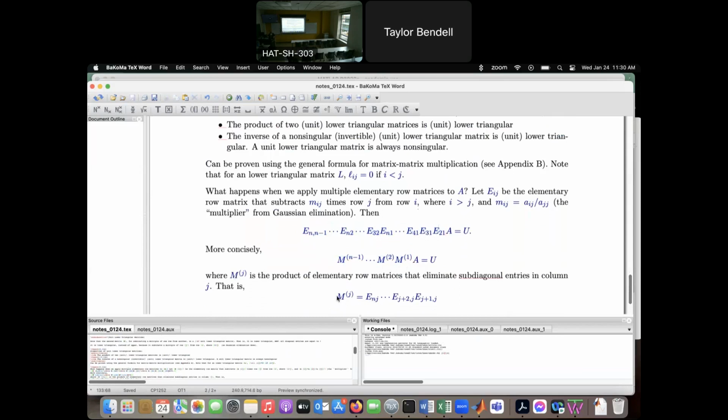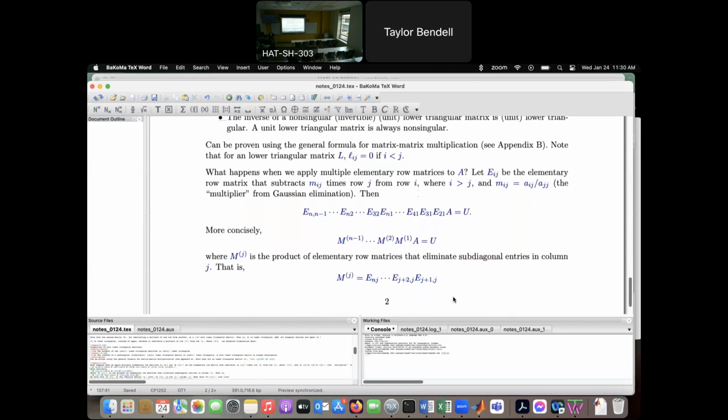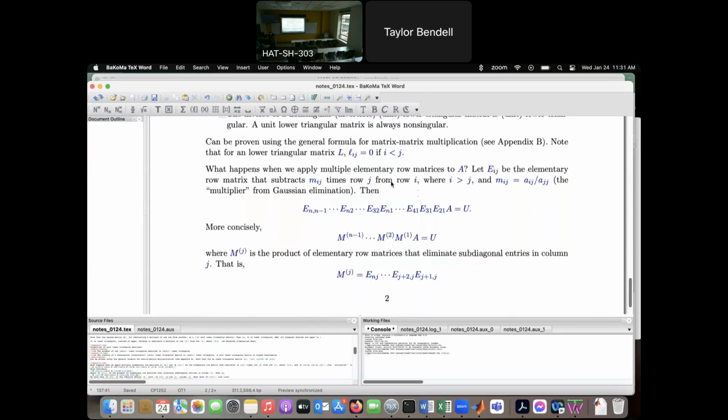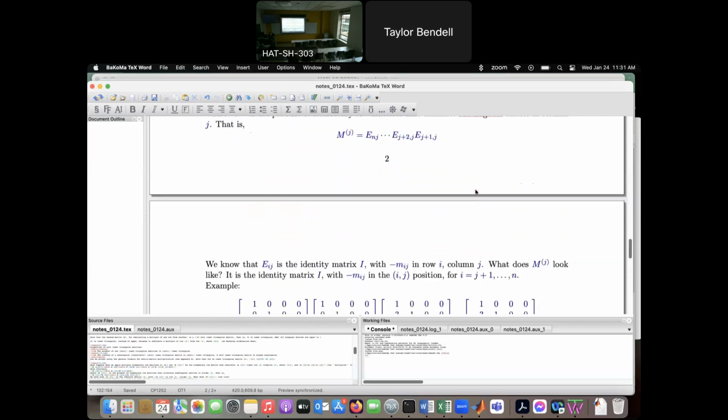Each one of these M's is a product of several of these E's. So we started with the entry right below the diagonal entry, row J plus 1, then J plus 2, all the way down to the bottom. So this is all the work that's done on column J. So we'd like to know, what does that matrix look like? Questions up to this point? Okay.